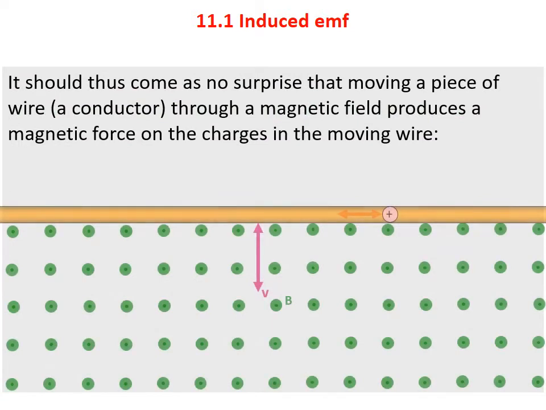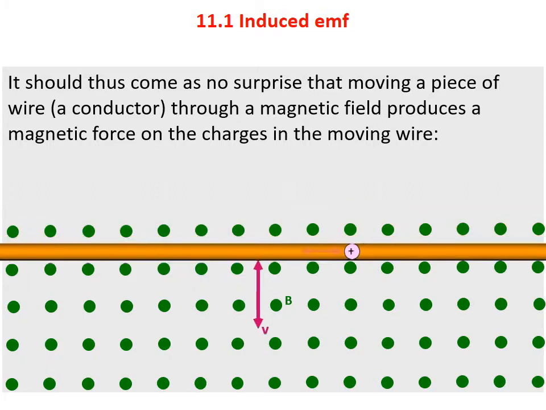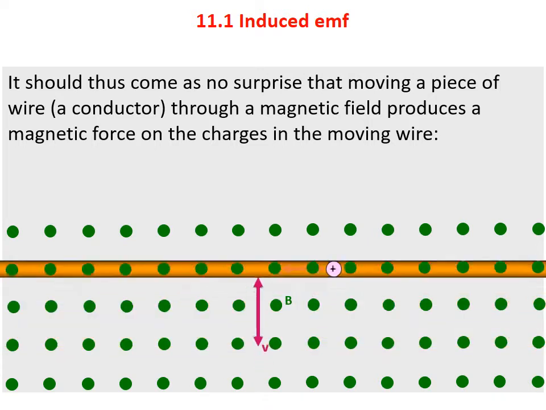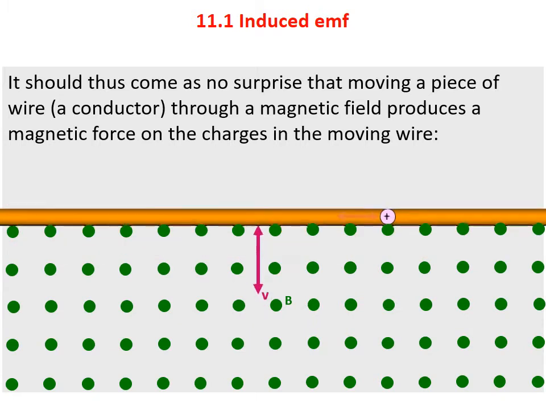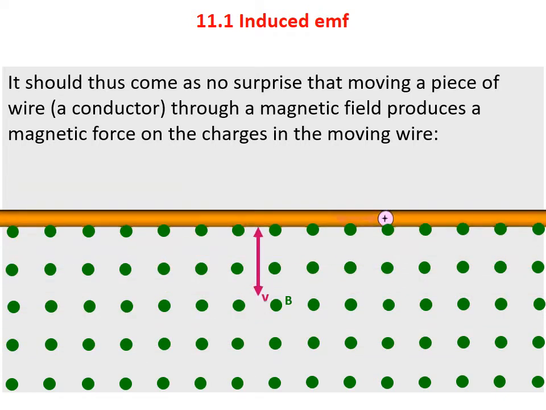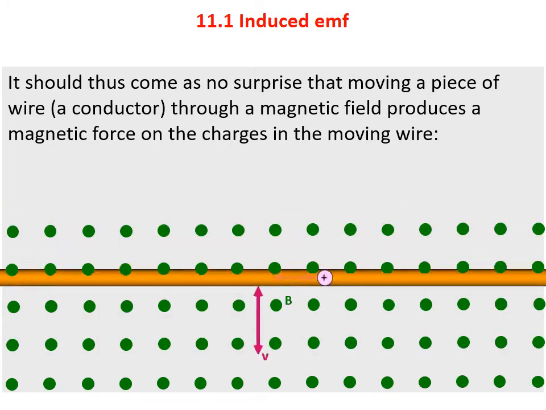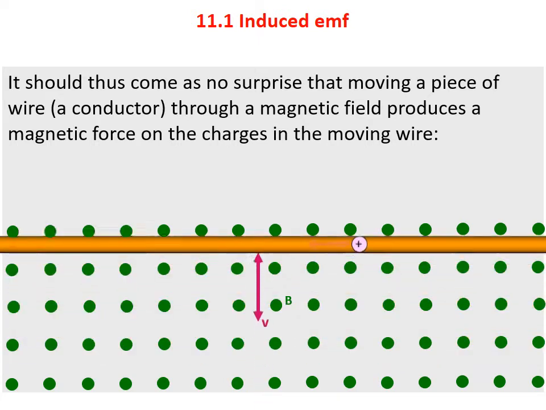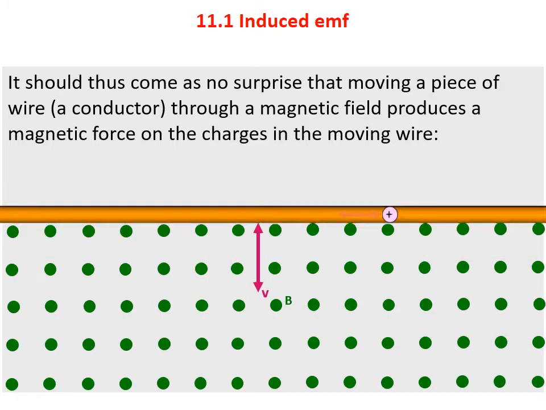All right, it should come as no surprise that a moving piece of wire or a conductor inside of a magnetic field produces a magnetic force on the charges in the moving wire. So if we took a rod and we had a strong enough magnetic field like the one represented in the diagram, you would get this movement of charges as the rod moves inside. And in case you forgot how to read the orientation of the B field, I can see that the B field is pointing out of the screen towards me because I see the arrowhead. So in this case, it's out of the screen.